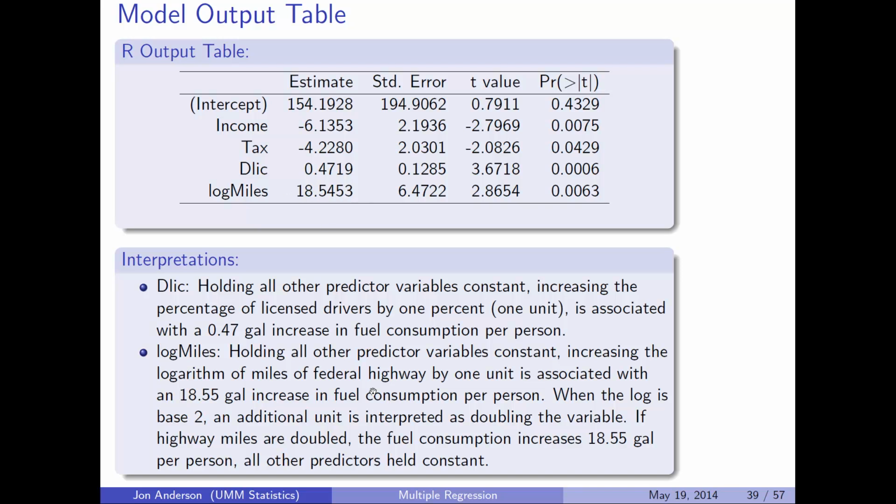Well, it would be an increase of about 18.5 gallons per person, all else, all these other factors held constant. So please note that that is how you interpret a coefficient where the predictor is in the log scale.